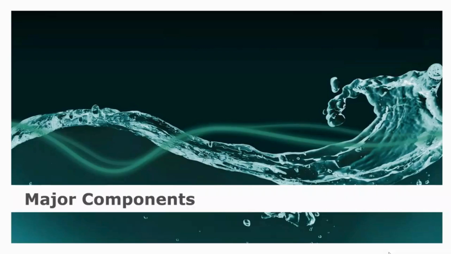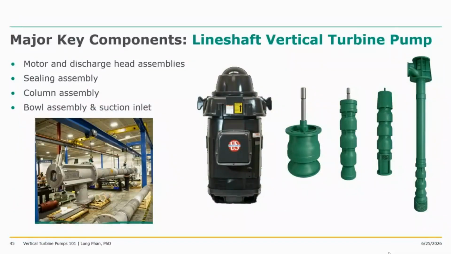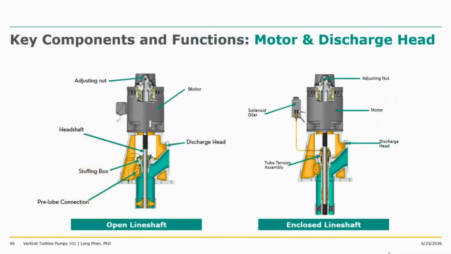Let's take a look at major components of these vertical turbine pumps. So first, let's look at the line shaft vertical turbine pump, right? We have the motor and discharge head assembly on the top, and then the sealing assembly, the column assembly, the bowl, and then the suction, moving from the very top down. So first, let's look at the motor and discharge head here. On the screen here, it's showing open line shaft and closed line shaft. Remember, open line shaft and closed line shaft are both line shaft vertical turbines, just with a different method of bearing lubrication here, right?